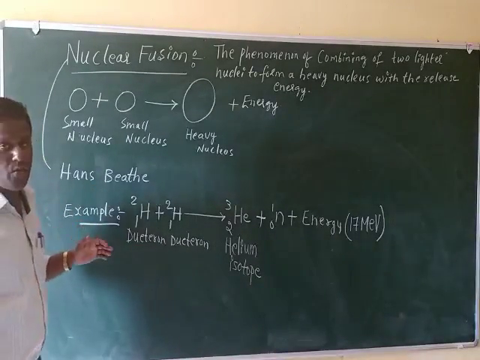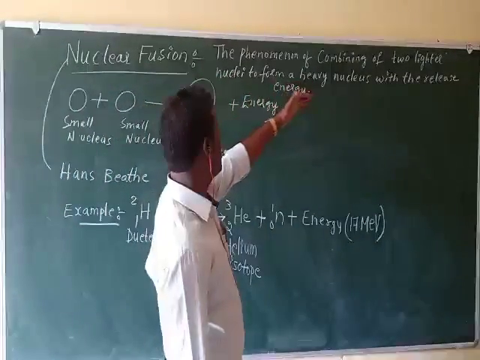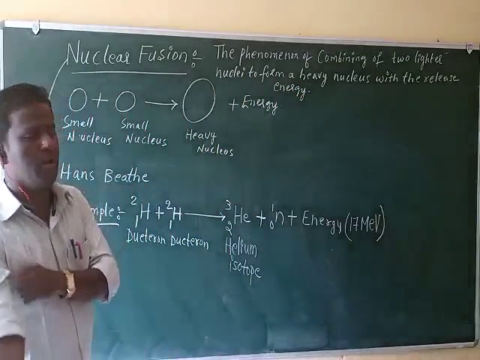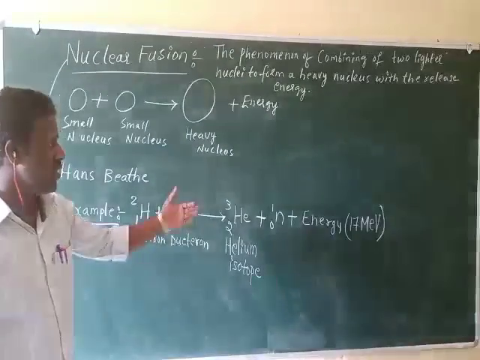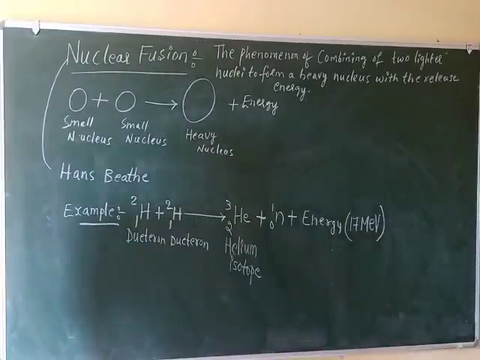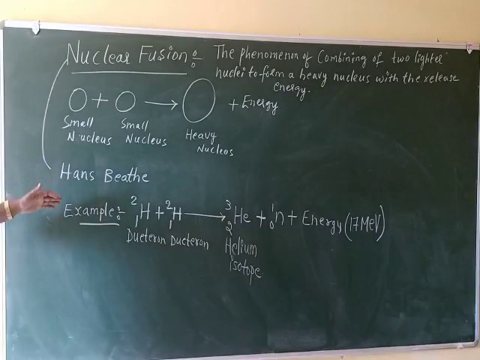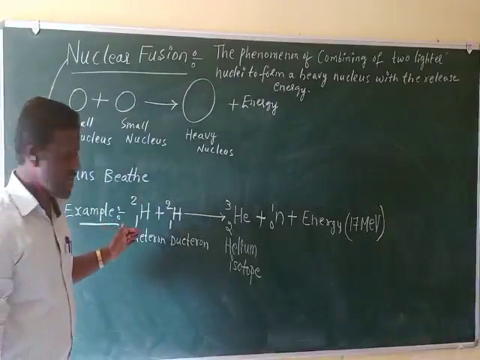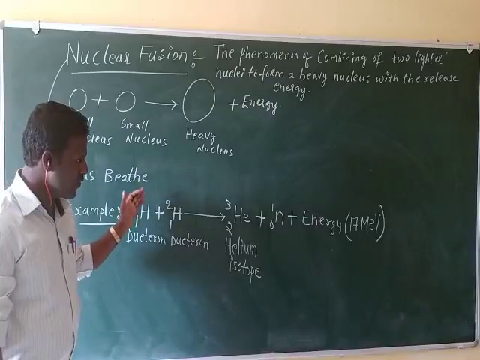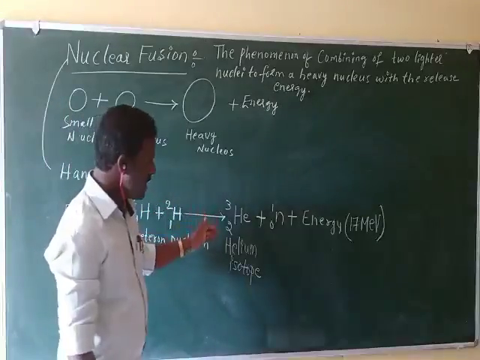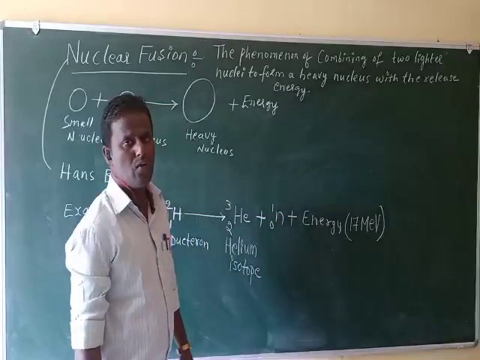What is nuclear fusion? Nuclear fusion is the phenomenon of combining of two lighter nuclei to form a heavy nucleus with the release of a large amount of energy. The concept was given by the scientist Hans Bethe. An example is when two nuclei of deuterium fuse together, they form a helium isotope and one neutron plus 17 mega electron volts of energy.